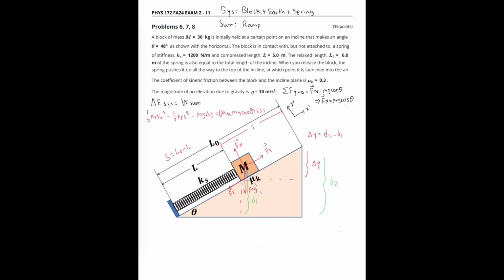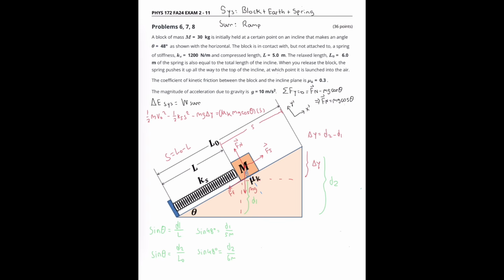We have sine of theta is equal to d1 opposite over hypotenuse, which is L in this case, and we have sine theta is equal to d2 opposite over L naught in this case. So from that, we can say sine 48 degrees is equal to d1 over L, which is 5 meters. And we have sine 48 degrees is equal to d2 over L naught, which is 6 meters.